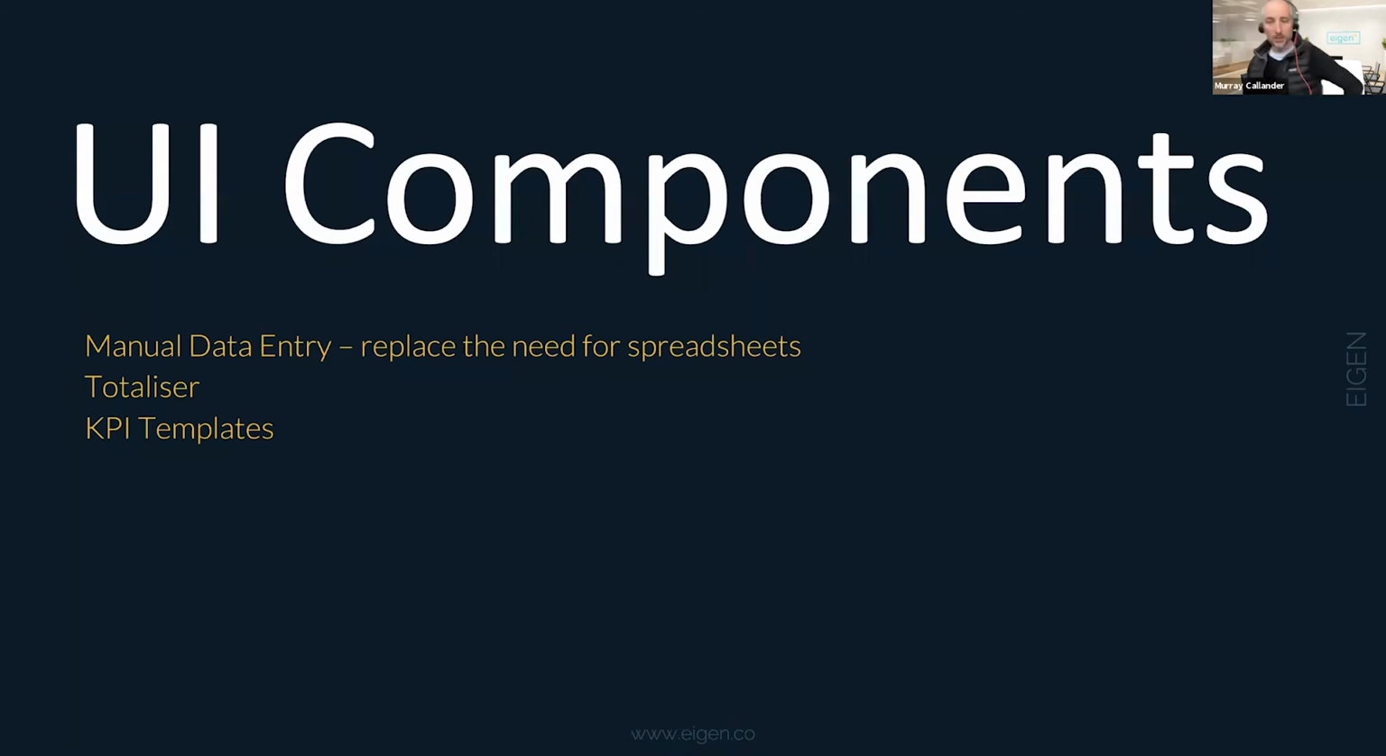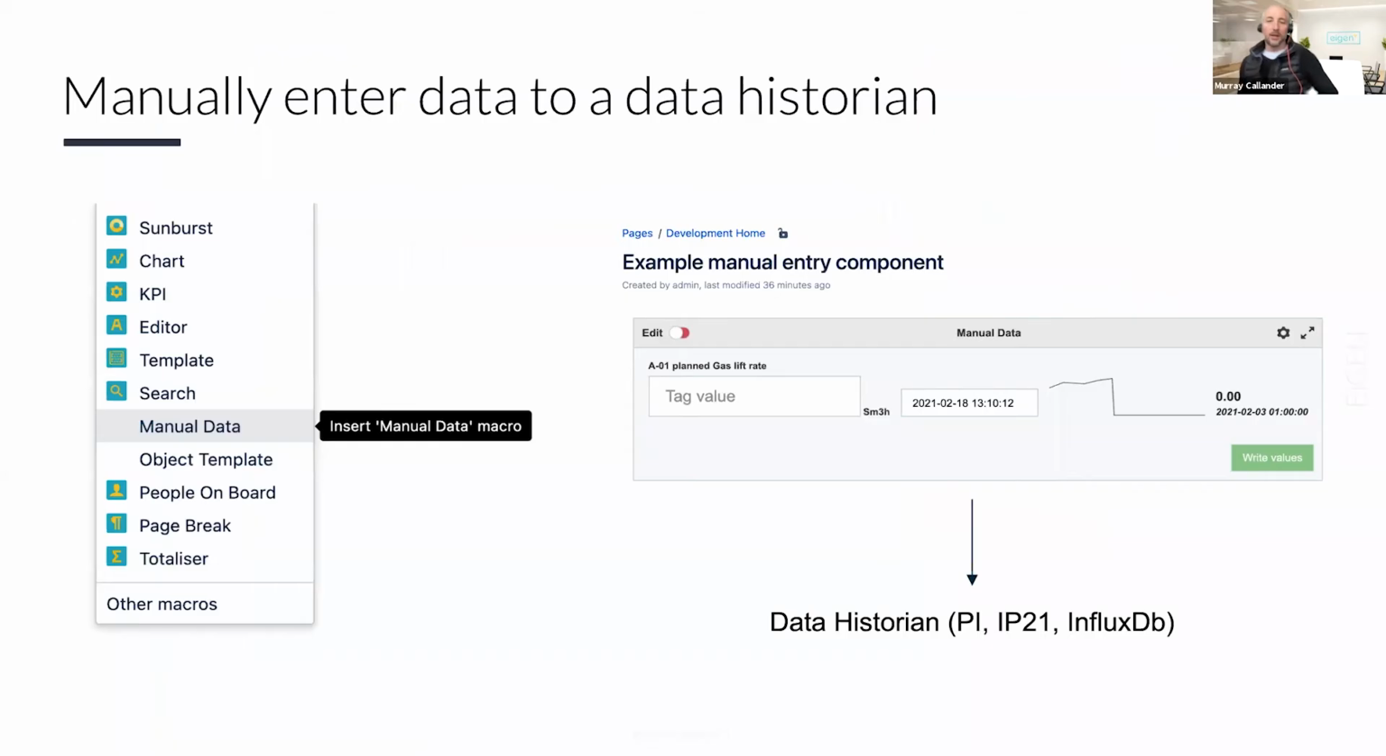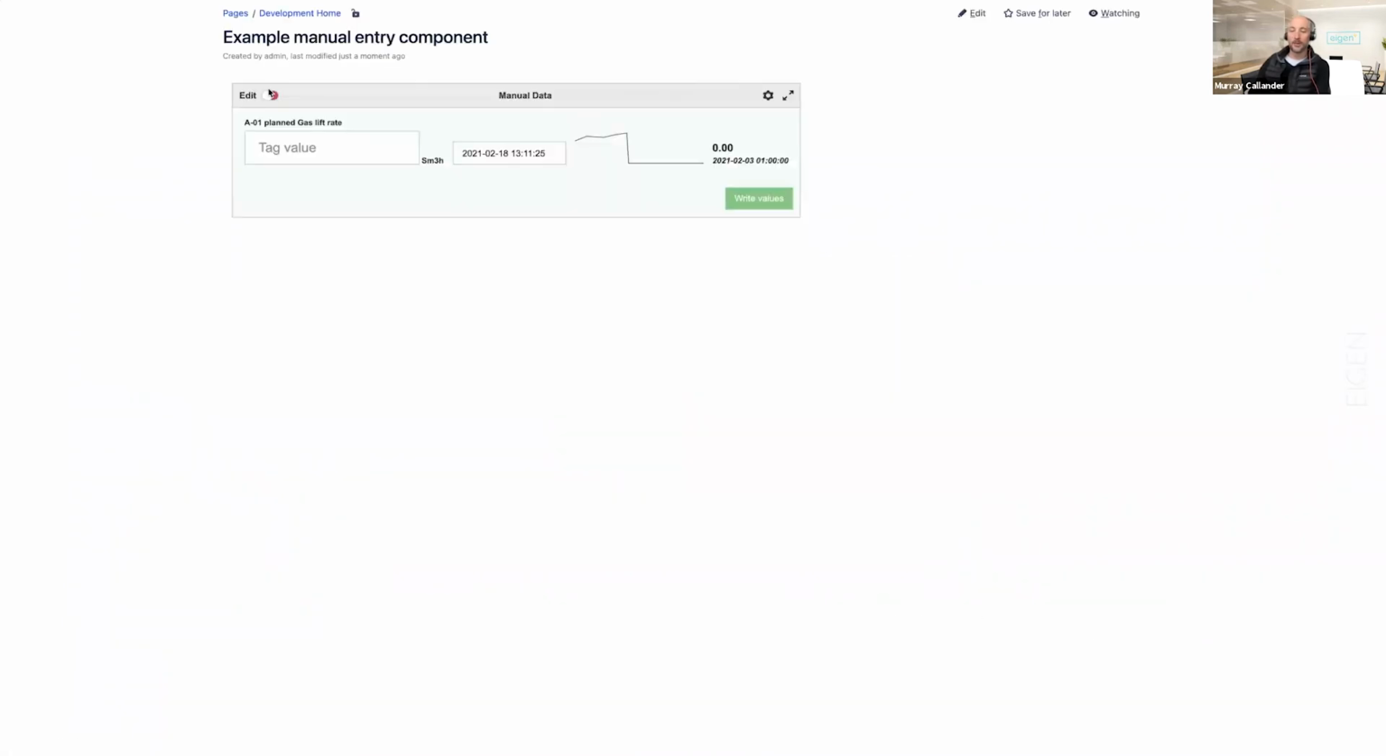Okay, some of the other UI components we've got. There's a new manual data entry component. This is fantastic because it allows you to start replacing spreadsheets where you might have manual data that's captured on a walk round or other value like lab data that isn't measured directly from a sensor. It's available from the drop down, so just like the other components, you can add it as a macro. And we've got a little demo here of how to set one up.